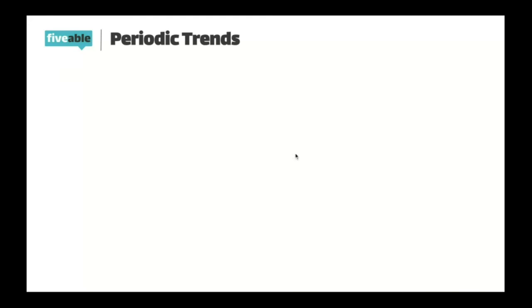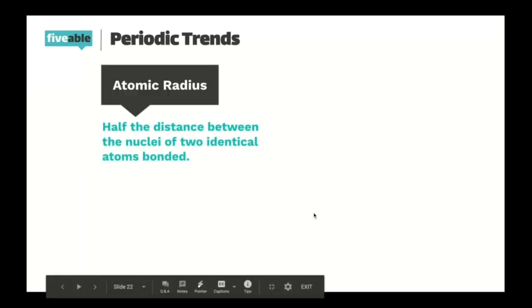So the periodic trends are going to be pretty much the last thing that we look at today. And there's going to be two really important things that I want to point out when we get into this. But first, let's make sure we know what all the periodic trends are.